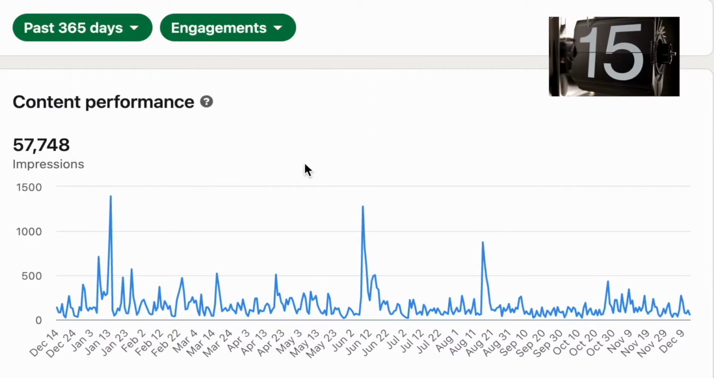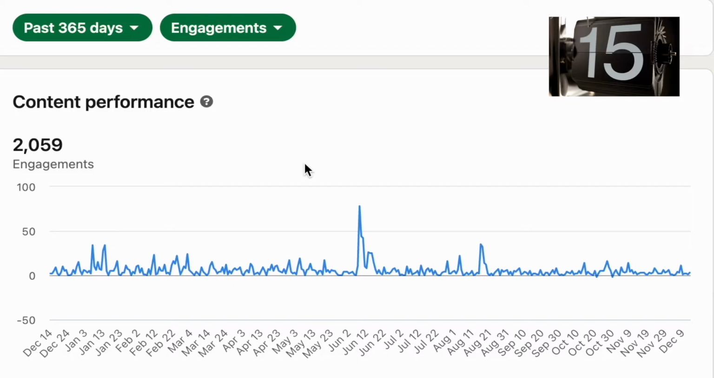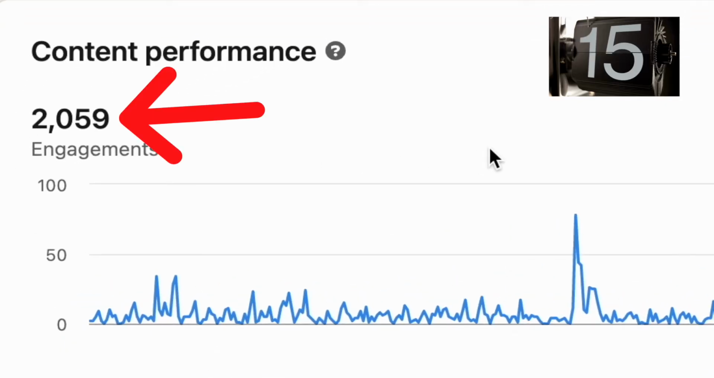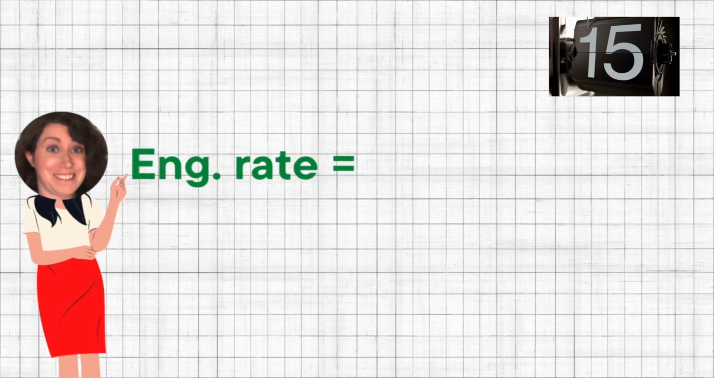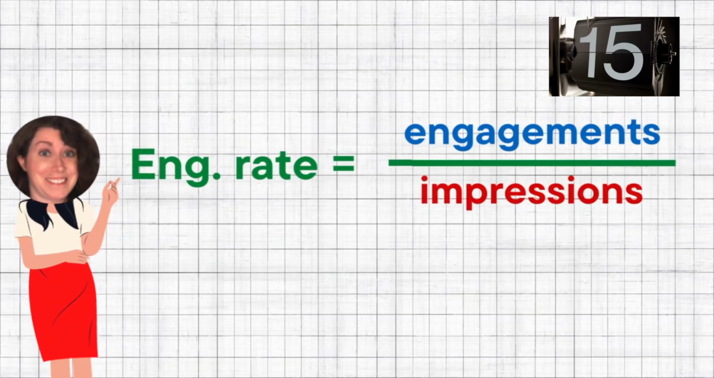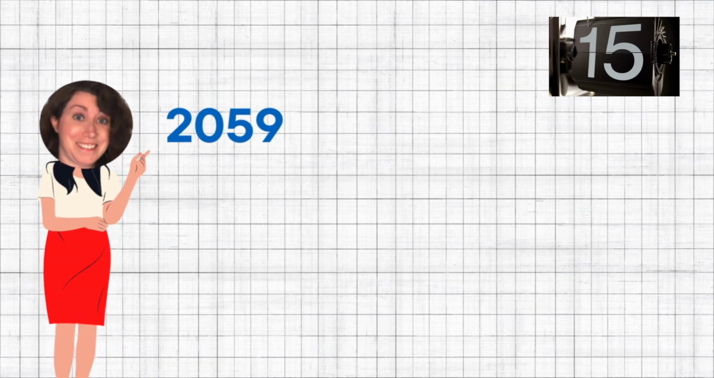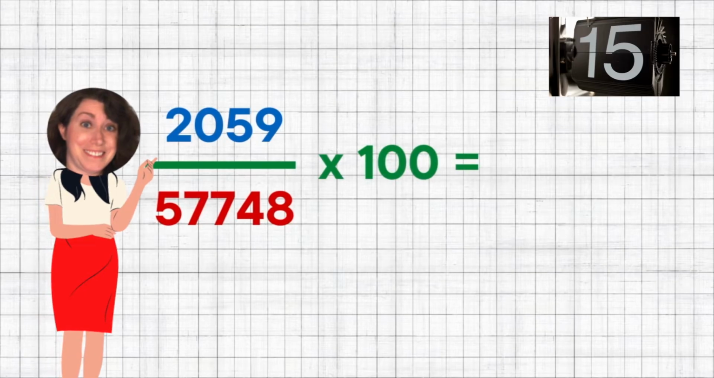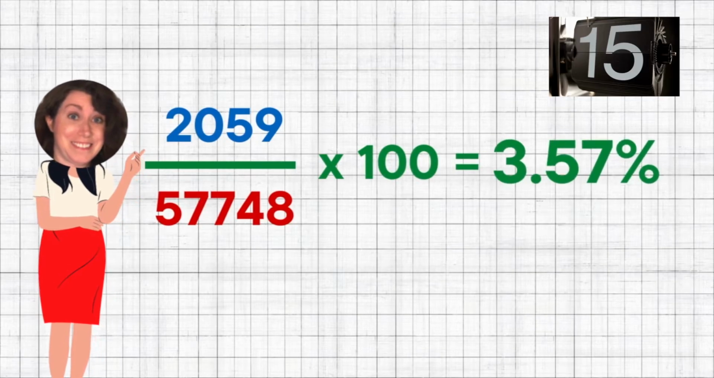Okay, now look at the engagements tab, and you have to be careful. This shows the number of engagements, which is 2,059, and that includes reactions, comments, and reposts. But the number of engagements is meaningless. What we really need to know is our engagement rate, which is the number of engagements we're getting relative to the number of impressions. The engagement rate is really what tells us how engaging our content is and if we're hitting our audience's buttons. So I'll take the 2,059 engagements and divide that by 57,748 impressions, multiply by 100, and we have a 3.57% engagement rate.